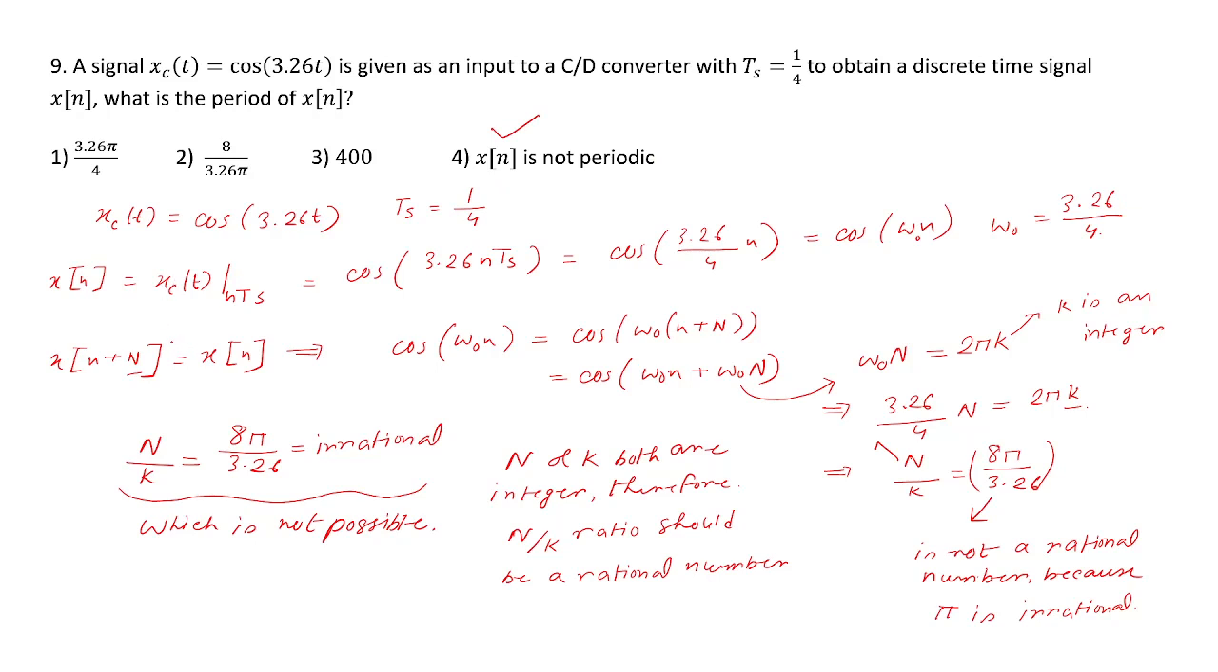See, remember how we approach the problem. We first consider that x[n] is periodic with capital N. If that is true, N over k comes out to be this, which is an irrational number. But by definition, N and k both are integers, so their ratio is always a rational number. Therefore, this condition doesn't hold, or in other words, it is not possible. Therefore, x[n] is not periodic. So the fourth is the correct answer.